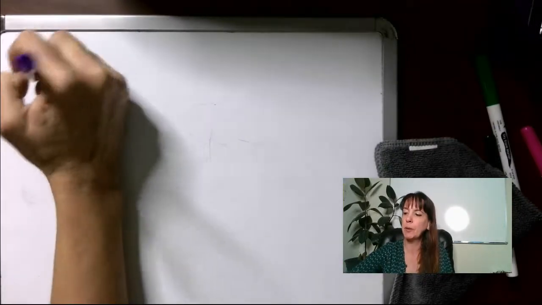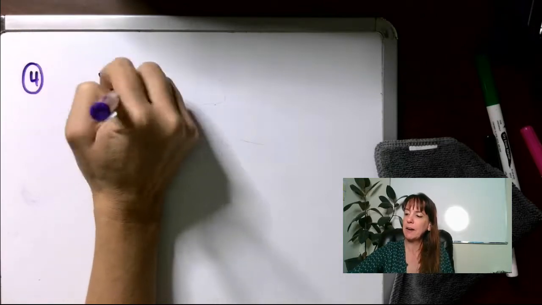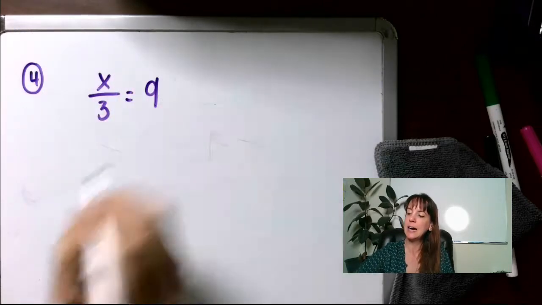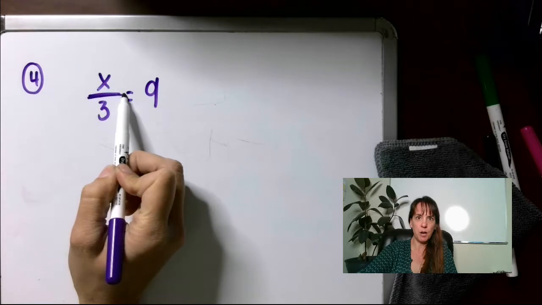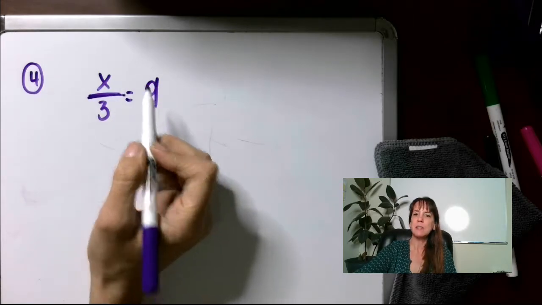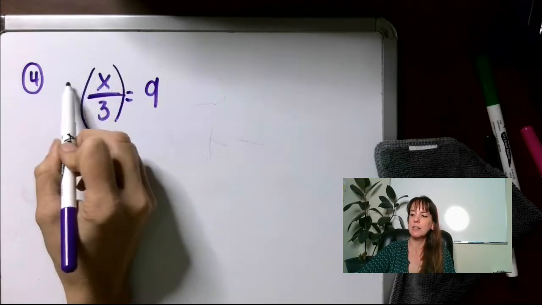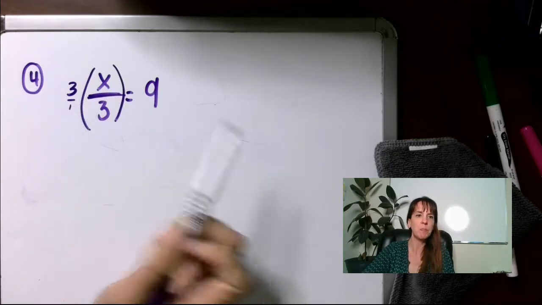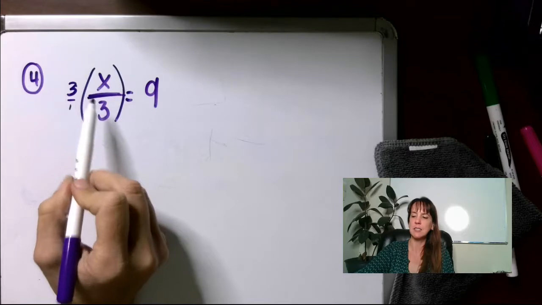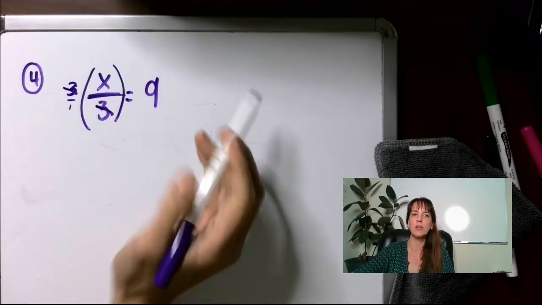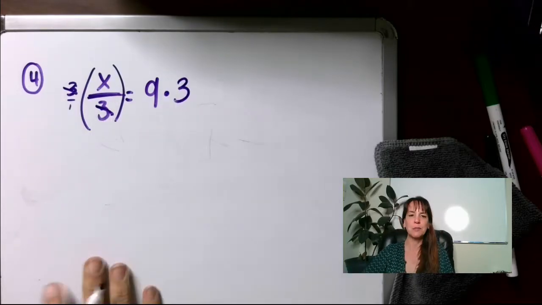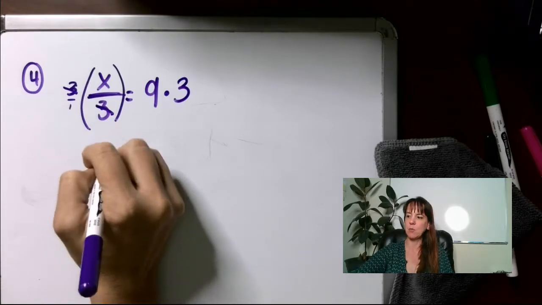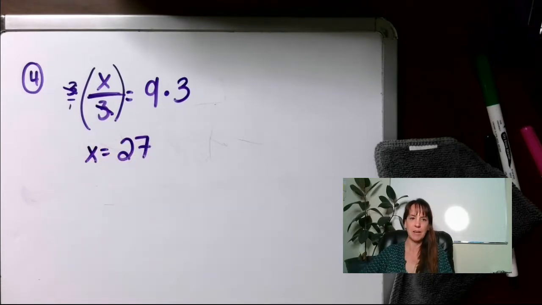All right, so number 4, x divided by 3 equals 9. Guys, this is a division problem, right? The opposite of divide is multiply. So I'm going to multiply this by 3. The reason being is 3 is technically over 1, right? This is in the numerator, this is in the denominator. Those cancel out. What I do to one side though, I got to do to the other. So now I get x equals 27.